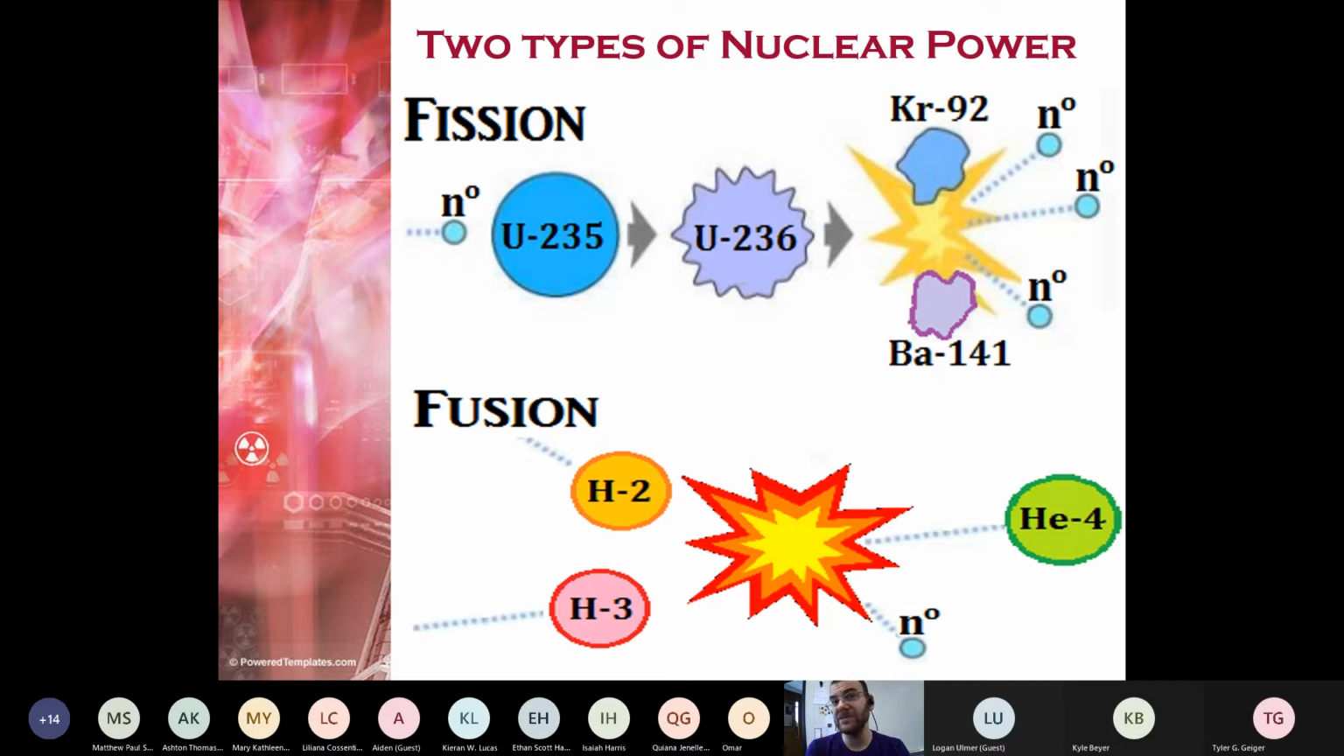So if fusion works, we're going to be generating a byproduct, not nuclear waste, but very valuable helium. So there's a huge incentive, both in sustainability and in economics, to get fusion off the ground.